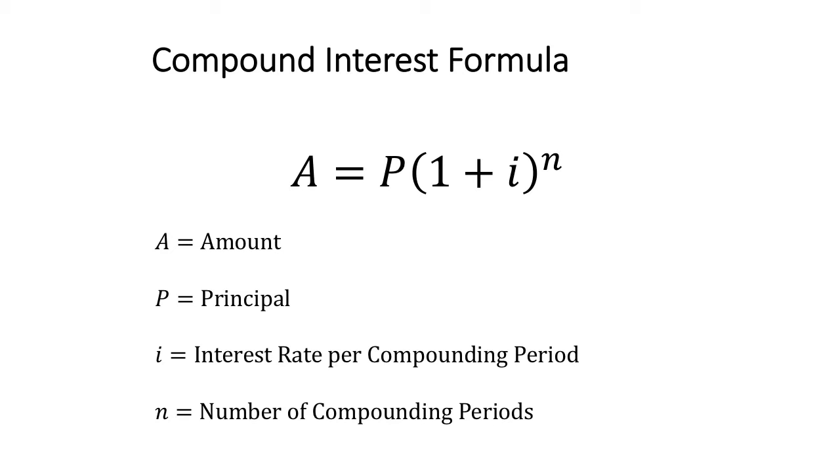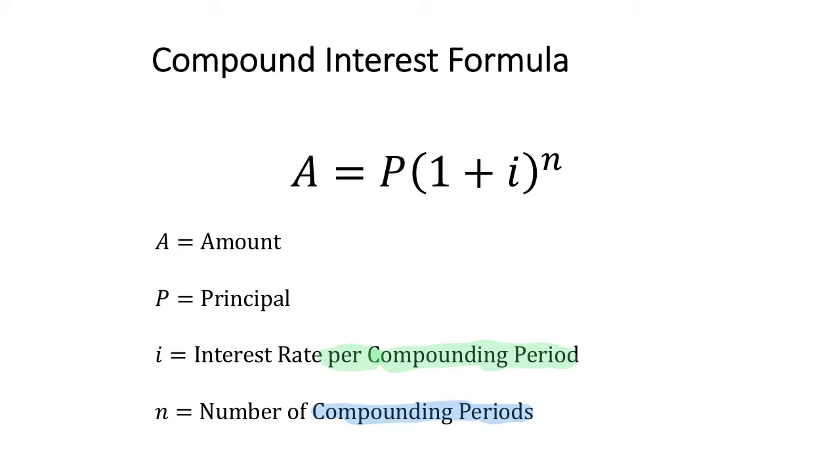I is the interest rate per compounding period. So remember, if it is compounding more than once a year, you're going to need to adjust that interest rate by dividing it by the number of times per year it is compounding. So if it was compounding monthly, you would divide the interest rate by 12, and then N is going to be the number of compounding periods. So similar adjustment, if it's for 5 years and it's compounding monthly, the number of compounding periods is going to be 60, so 5 times 12.